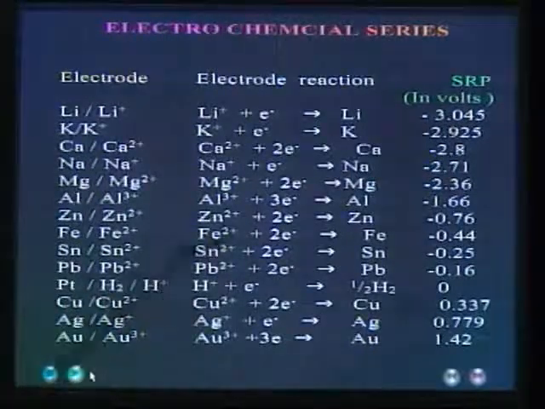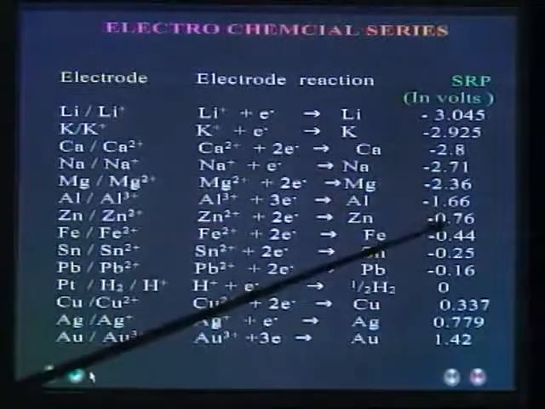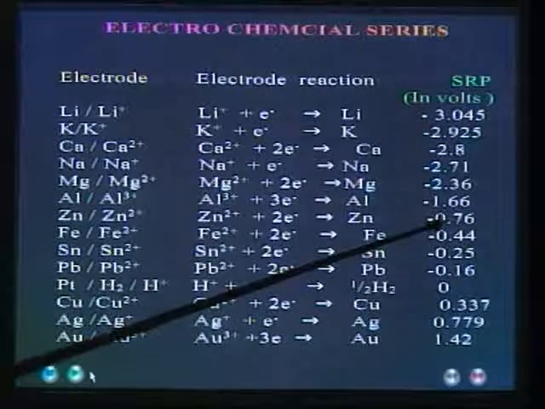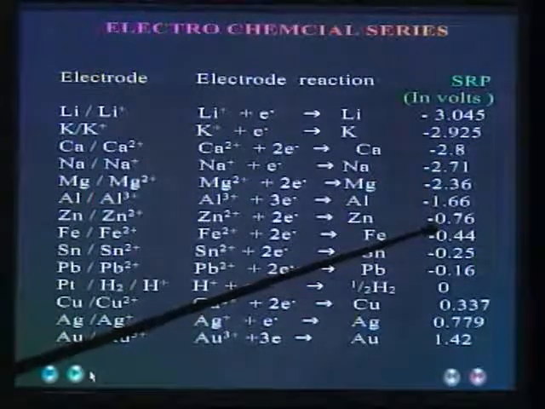The third use of the electrochemical series is using the standard reduction potentials which are given here. The EMF of the galvanic cell can also be calculated without going for experiment.